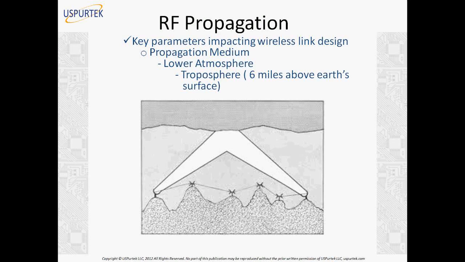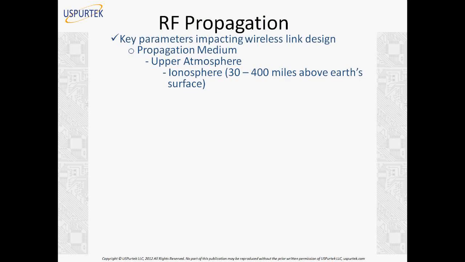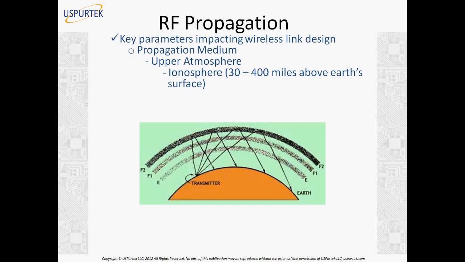Then you have the lower atmosphere. The lower atmosphere is the troposphere, which is up to 6 miles above Earth's surface. It has unique characteristics and affects the propagation of RF waves in a specific way. Then you have the ionosphere, which is 30 to 400 miles above the Earth's surface. It largely consists of ionized particles in the air, ionized by radiation from the sun. Because of the ionization, it has different RF propagation characteristics, and we'll see how we make use of that in our long-range communication.